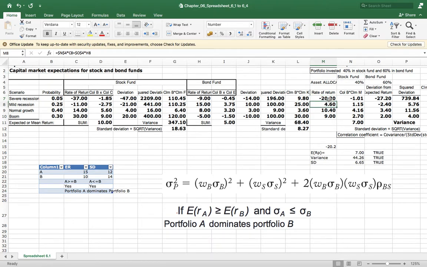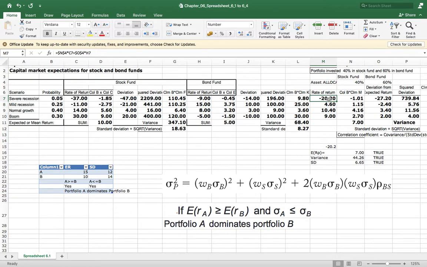Similarly, 40% multiplied by minus 11%, that is column C, plus 60% multiplied by 15%, column H, will give you 4.6. Similarly, 40% multiplied by 14%, column C, plus 60% multiplied by 8%, column H, will give you 10.4. Similarly, 40% multiplied by 30%, column C, plus 60% multiplied by minus 5%, column H, will give you 9%. These are the different scenarios, the possibilities of return from the portfolio you selected: 40% stock, 60% bonds. The possibilities of returns are given here.